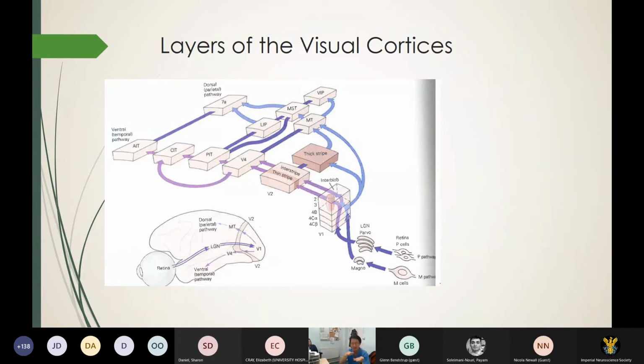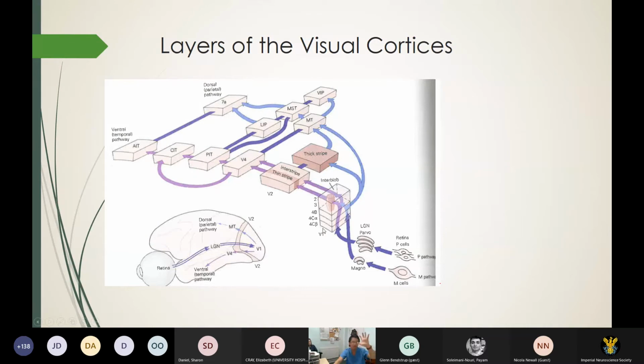And depending on which layer it goes to, it would then project to the correct subcortical area for the processing of that information. So most of it, as I said, goes to V2, which is divided into your thin and thick stripes. And the thin and thick stripes then project to either the middle temporal area, or it goes to V4, which then goes to your posterior inferior temporal area, central and anterior inferior temporal areas.